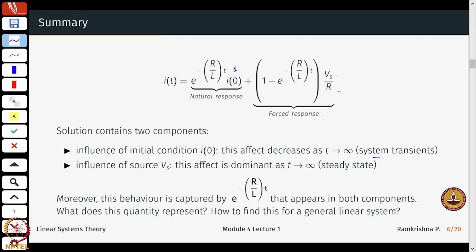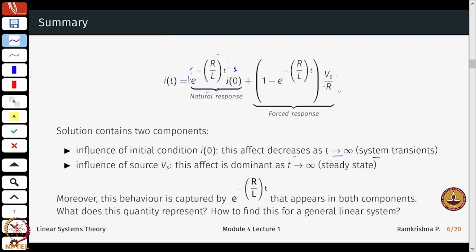And as time progresses, what we see is that the effect of this term asymptotically goes to 0. As t becomes very large, this natural response term goes closer and closer to 0. So, we can say that the effect of the natural response, of course, I am talking of stable systems here, decreases as time progresses. So, this is also a part of the system transients.